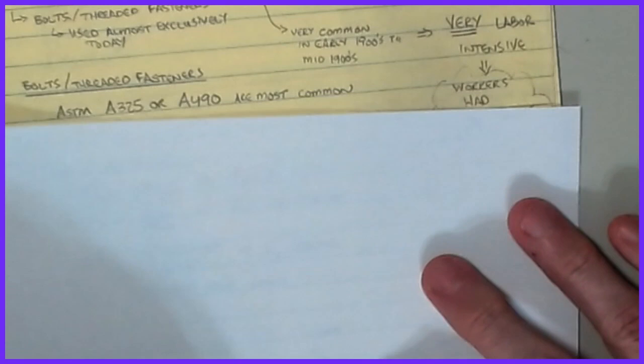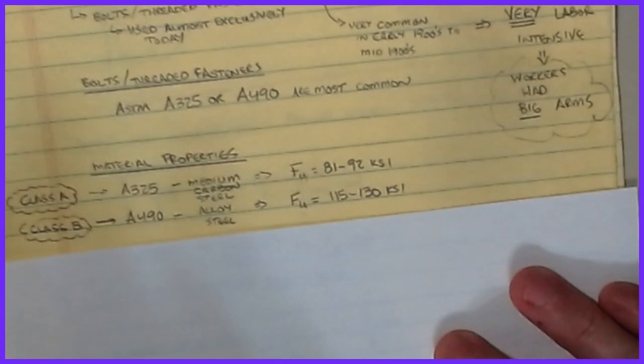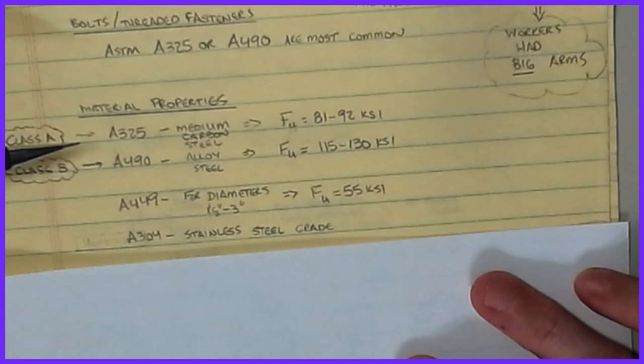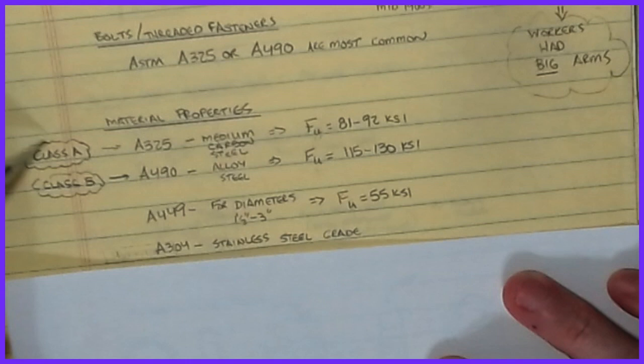So, some of the basic properties that we have for bolts, the material properties. The A325 is hands down probably the most common in construction these days. It's a medium carbon steel. It has an ultimate stress of somewhere between 81 and 92 KSI as part of the specification. The A325 falls into a category known as Class A, or Group A, and you'll see this popping up in the tables extensively.